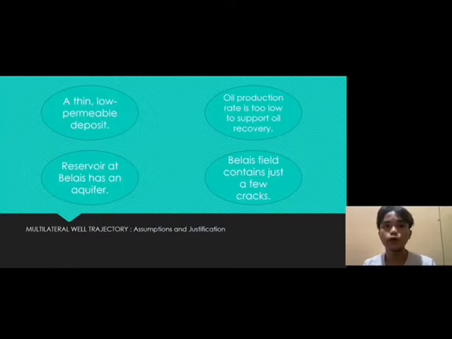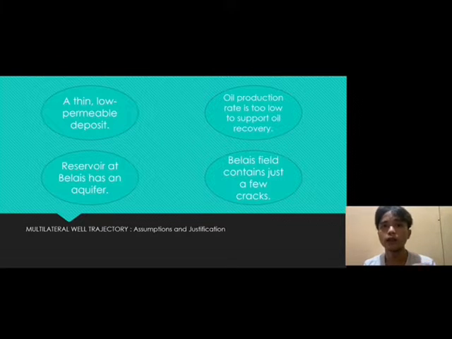Okay, now we are moving on to the assumptions and justifications in multilateral well trajectory. Based on the findings of all three case studies, the first assumption we made is that the reservoir in Balais field is a thin, low permeable deposit. Given this, a stacked multi-branch well is the best approach to operate in this reservoir while maximizing output and lowering costs. This is because the stacked multi-branch well is able to give variation in inclination owing to the drain hole and vertical depth of each drain hole. As a result, several thin formation layers will be reached, making hydrocarbon extraction much easier.